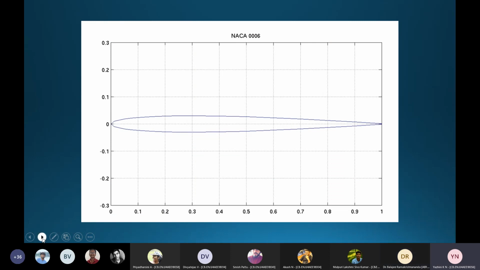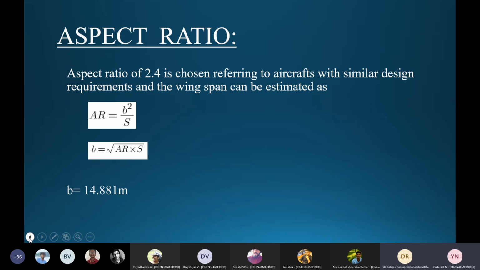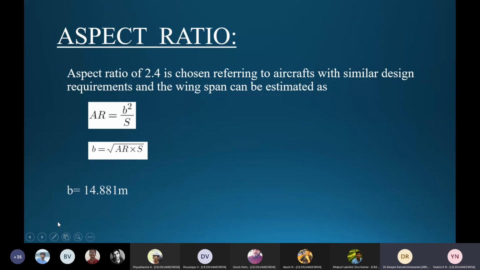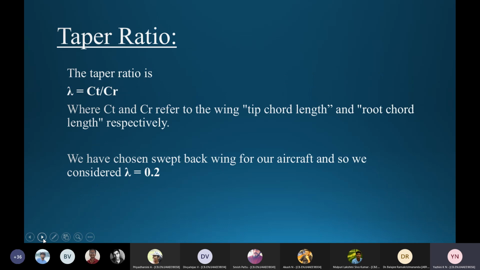What's your Mach number? 1.6, sir. Wow. Okay, good choice. Yes, sir. Aspect ratio we found using the formula. Fine. Next one. Taper ratio also we got 0.2. What is the wing area you got? Wing area is, one minute, sir.